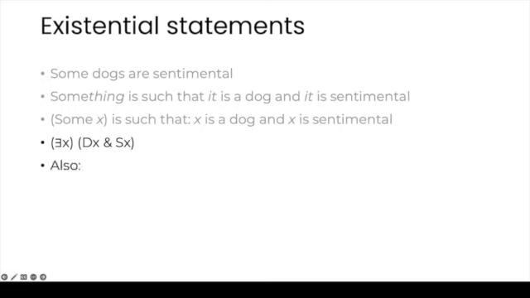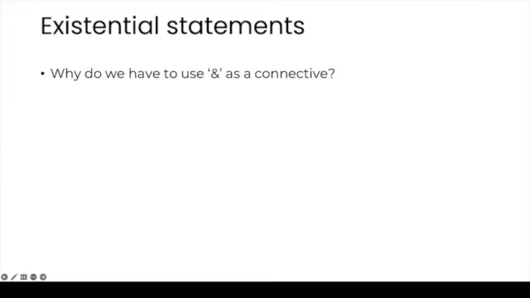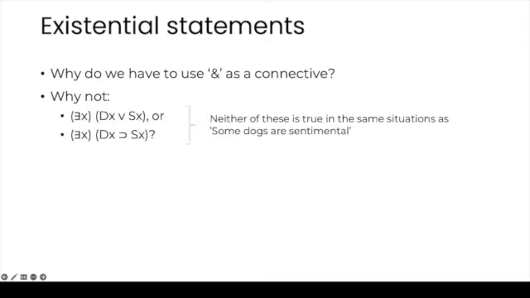This PL sentence will also represent other kinds of English sentences, such as "there is a sentimental dog," or "there is a dog who is sentimental," or "at least one dog is sentimental." All of these sentences will also be represented by that PL formula. Okay, so why do we have to use the ampersand as a connective? Well, the reason is that neither of the other connectives is true in the same situations as "some dogs are sentimental." So they aren't really good symbolizations.